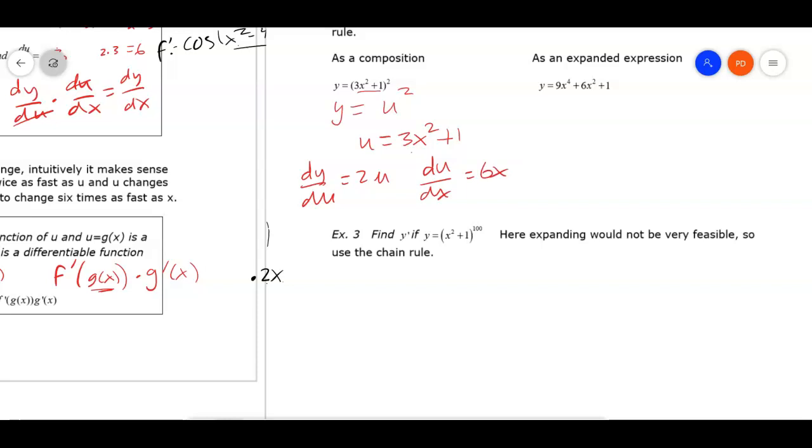I multiply these together. So I get 2u times 6x, and you say, well, wait a minute, that makes no sense. There's no u's in my problem.